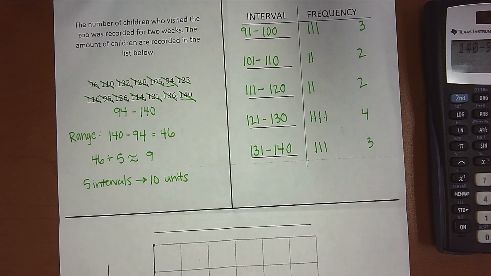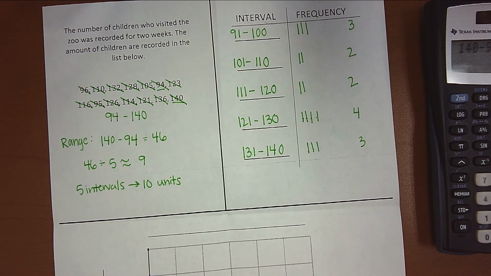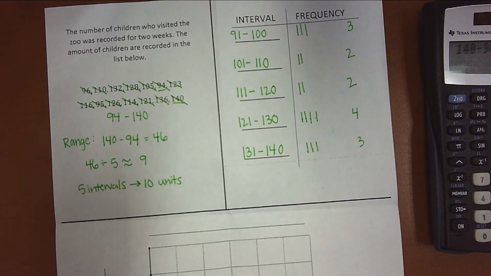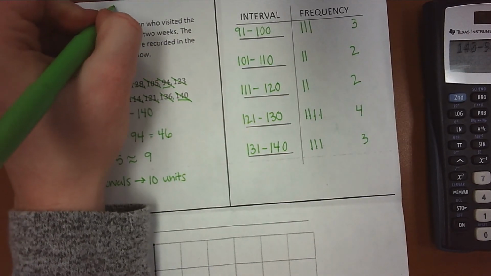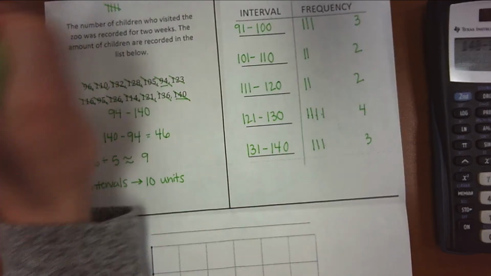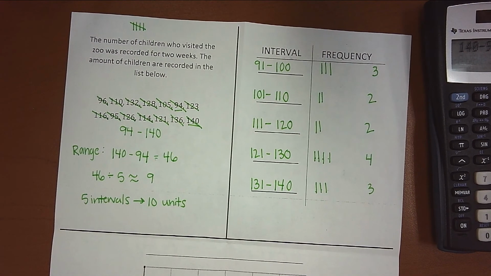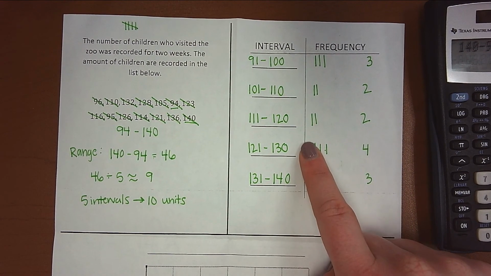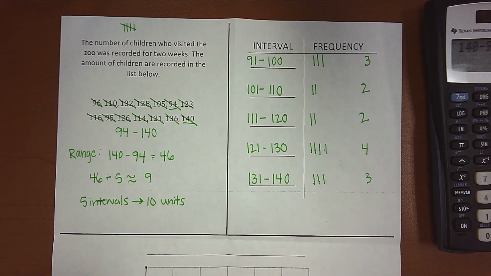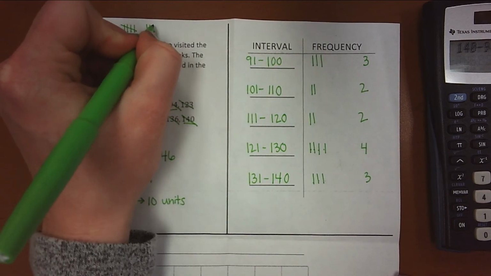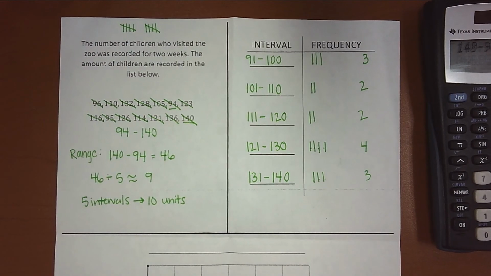Just something that is good for us to remember is that when we're tallying, we tally 1, 2, 3, 4, and then our 5th one comes across. So had we had a frequency where maybe there was another one between 120 and 130, remember that 5th tally always comes across. This is how your tally marks should look in your frequency tables.